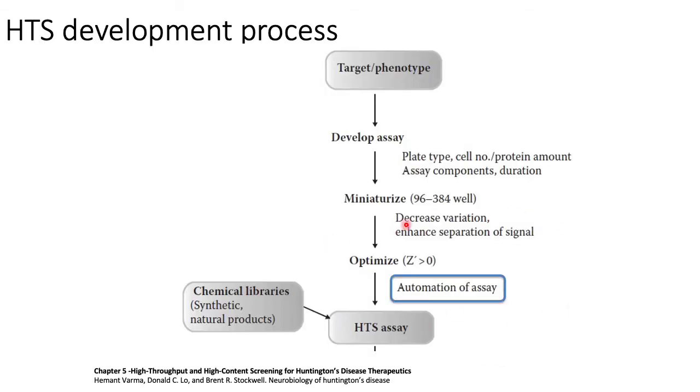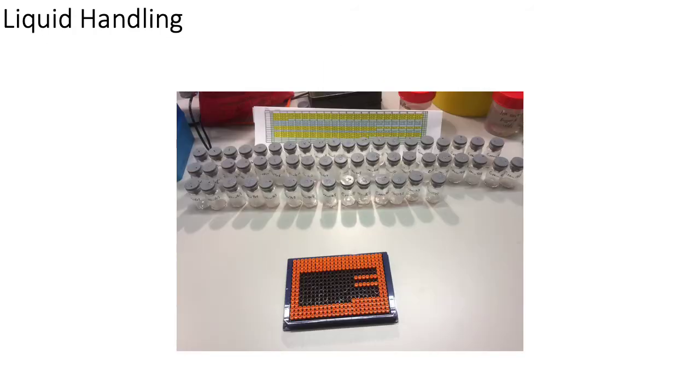So we need automation. This automation of the assay is really key in the process of high throughput screening, but also in being able to screen many compounds quickly and effectively. If we look at liquid handling, it involves taking these compounds which we find in these vials and putting them into the plate.